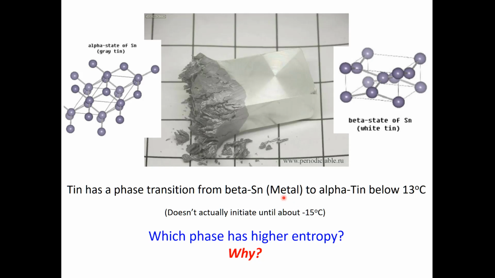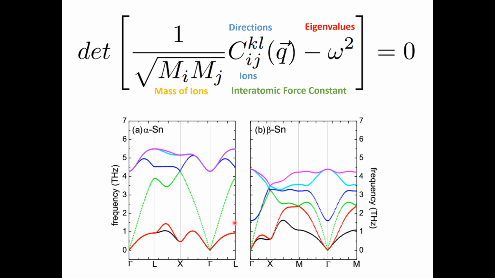Okay, so at the beginning of the lecture, I talked about beta tin and alpha tin, and I said that beta tin has a higher entropy than alpha tin, but the question was why. So let's use density functional theory calculations of the phonons to try to understand the system. If you calculate the phonon dispersion plots for alpha tin and beta tin, this is what you get: frequency versus k-space from these two figures. Let's take a look at these.